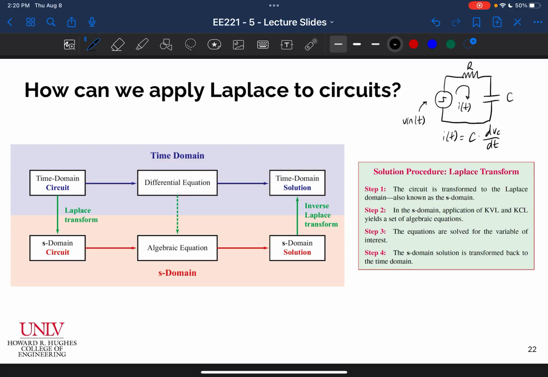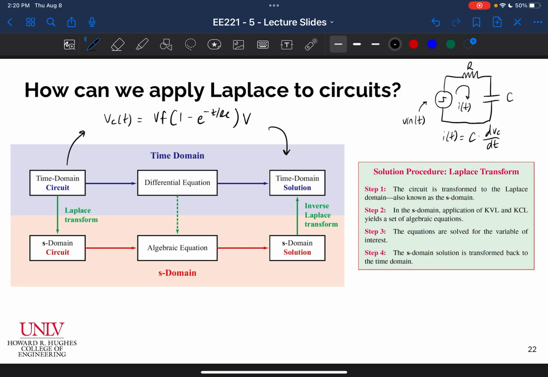Of course, our time domain solution for something like Vc of t might have been our final voltage multiplied by 1 minus e to the minus t over RC volts. And that is a time domain solution to a time domain circuit. We solve a differential equation and we obtain a time domain solution.